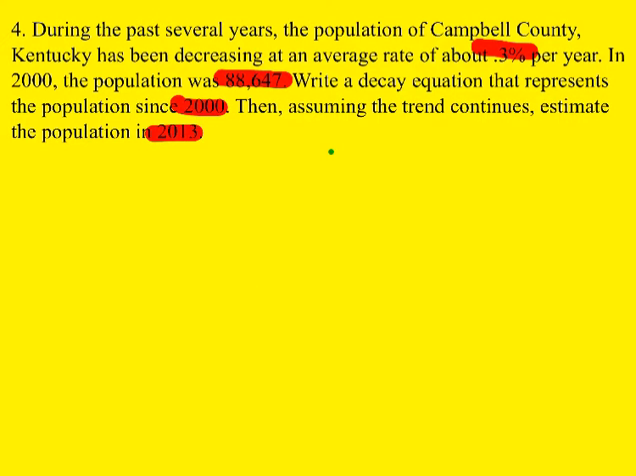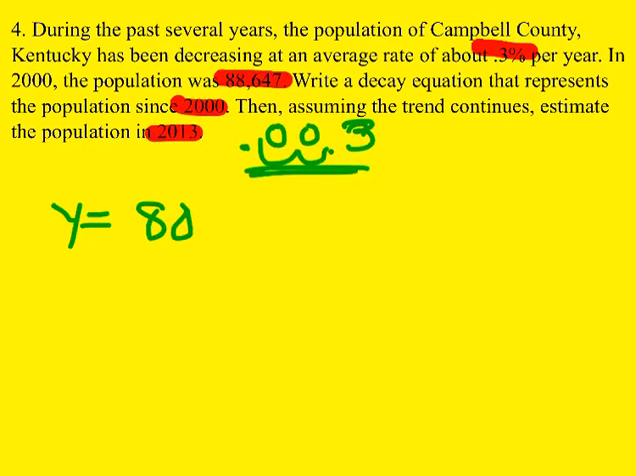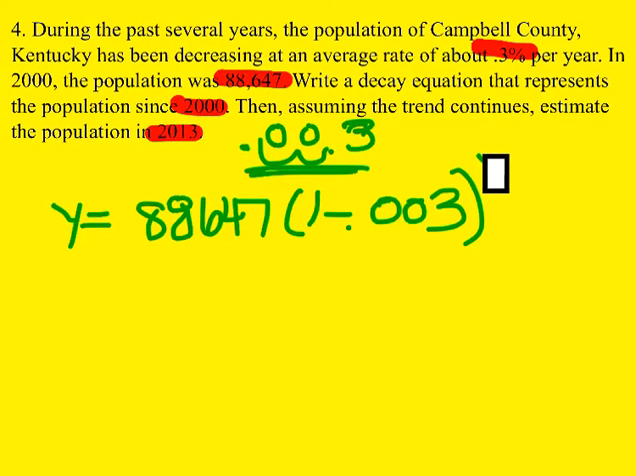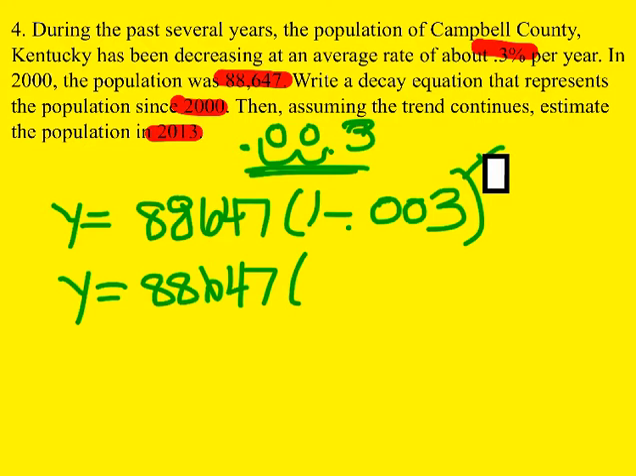So when I have 0.3%, a lot of students think that 0.3 is their answer, but it's a percent, so we actually still have to convert the decimal left 2 places. So this is my r. So I'm going to have y is equal to 88,647 times 1 minus 0.003, and that's going to be raised to the x power. So we're going to get that y is equal to 88,647, and then 1 minus 0.003 is 0.997, and now that's going to be raised to the x power.